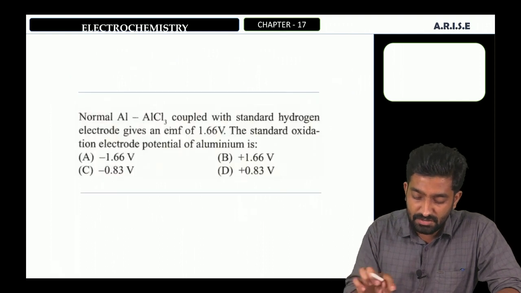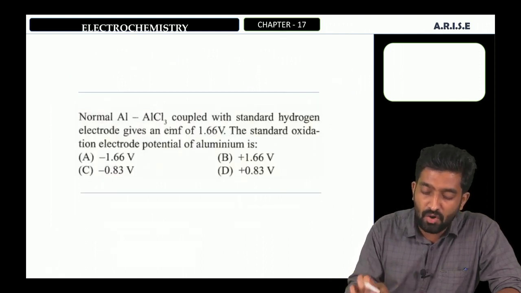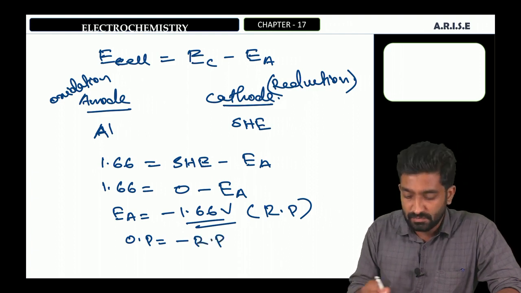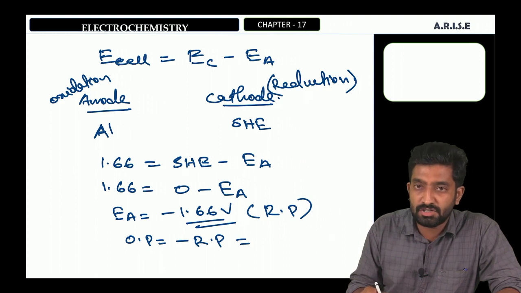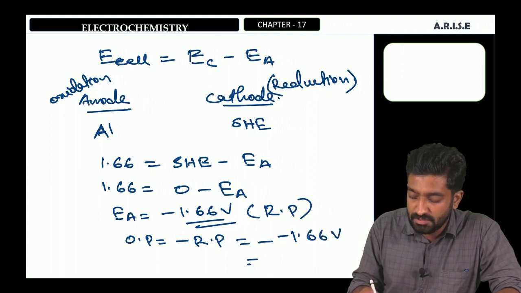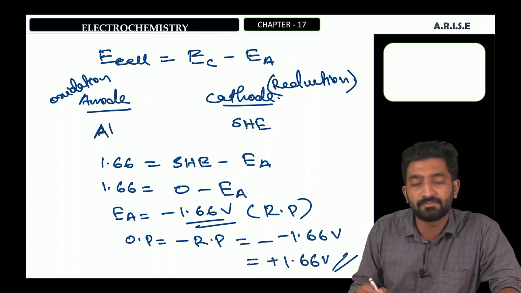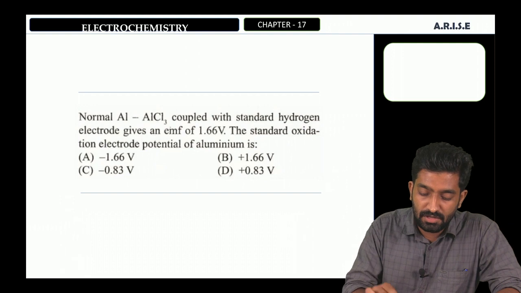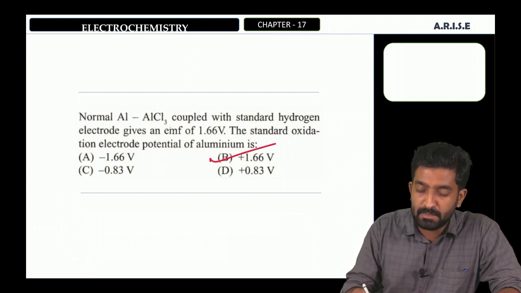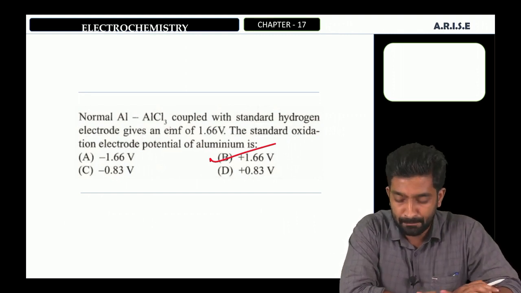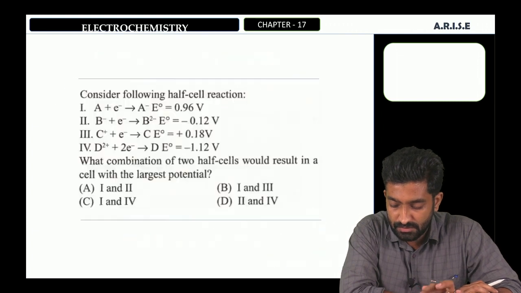But the question is, find the standard oxidation electrode potential. Oxidation potential is equal to minus of the reduction potential. Therefore the oxidation potential of aluminium is equal to minus of minus 1.66 volt, that is plus 1.66 volt. Our correct answer is plus 1.66 volt, option B. Clear? Good. Then the next one.